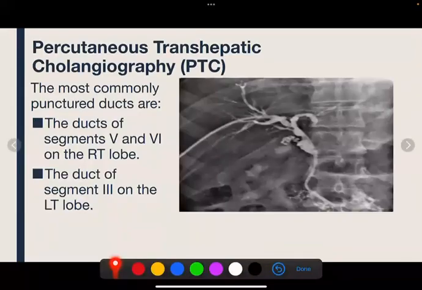Percutaneous transhepatic cholangiography. This technique is still used. The most commonly punctured ducts are the ducts of the inferior segments of the liver because they are the most accessible. That is to say, segment 5 or 6 in the right lobe and segment 3 of the left lobe.